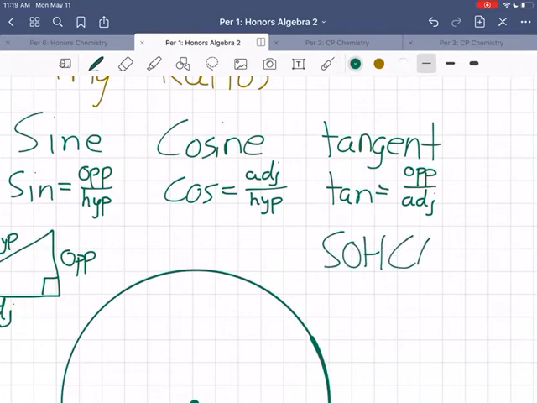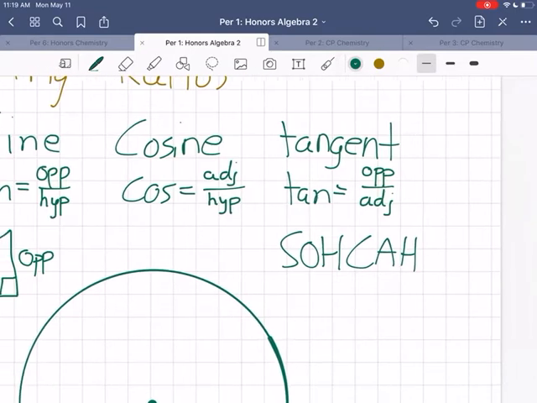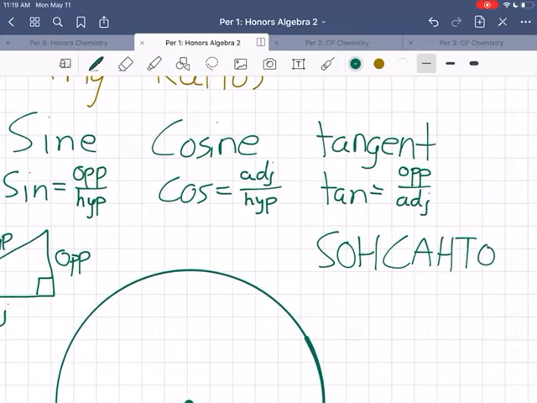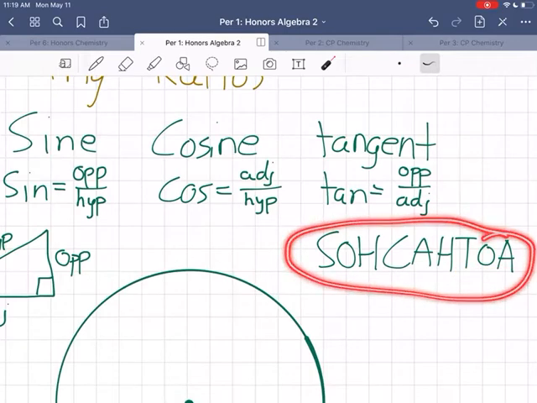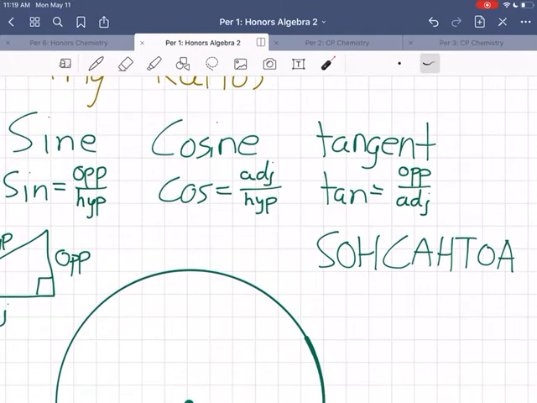So, SOHCAHTOA. What this says is the sine is opposite over hypotenuse, cosine is the adjacent over the hypotenuse, and the tangent is the opposite over the adjacent. That's just a long acronym that you can remember just by the name SOHCAHTOA, and that will at least help you remember which one is which relationship.